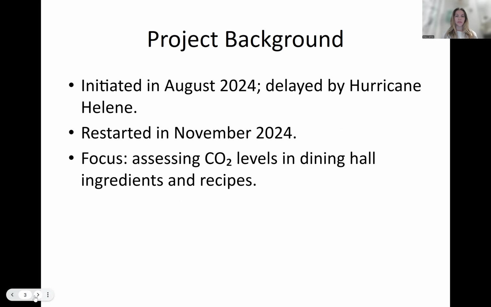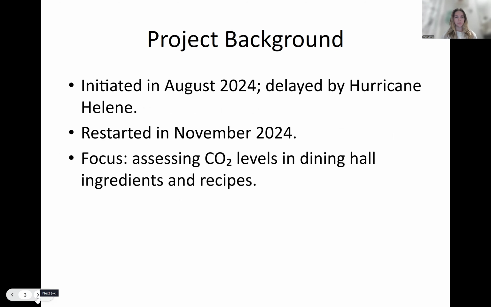A little bit of our project background. It was first initiated in August 2024, and then it was delayed by Hurricane Helene shortly after that in late September 2024, and it got restarted in November of 2024. The focus of the project itself is to assess CO2 levels in dining hall ingredients as well as the recipes that go with them.